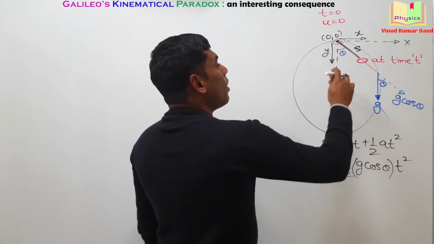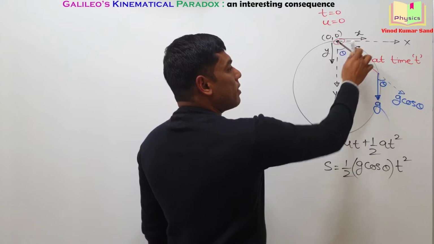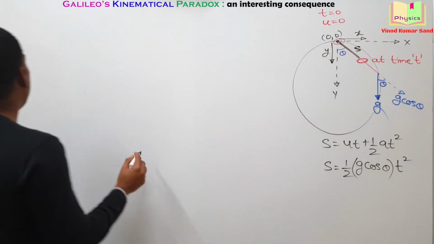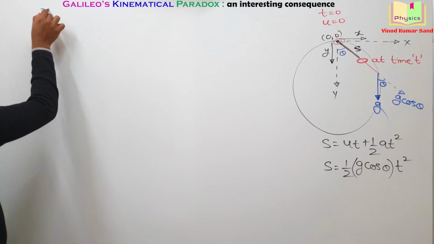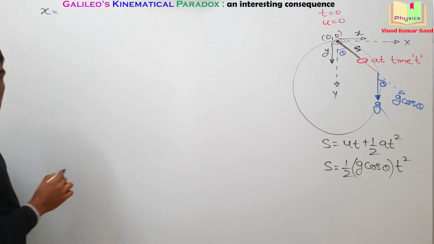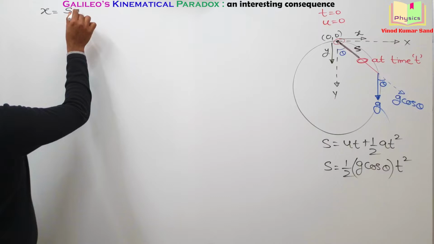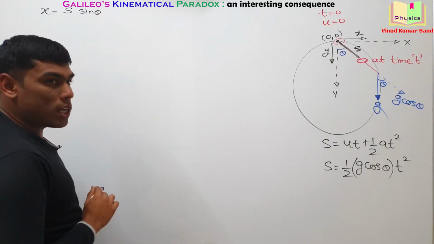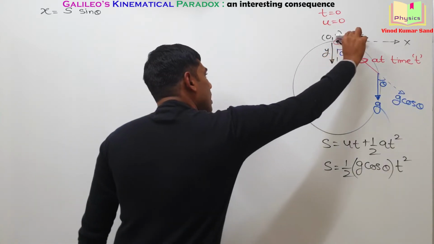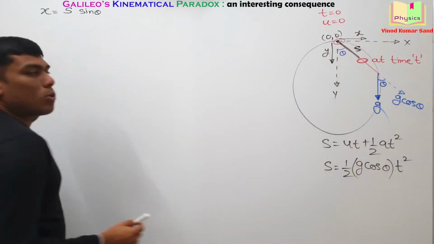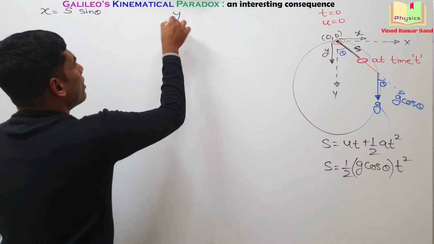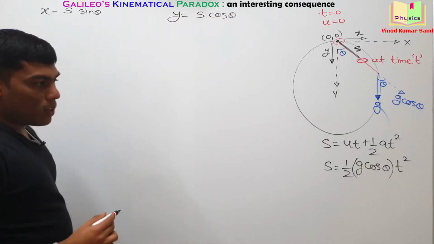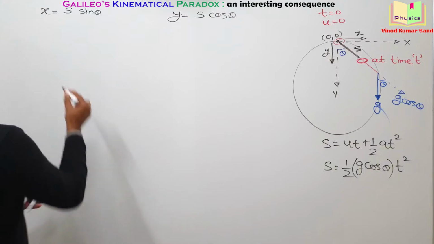Okay, now using the s and theta, we can find the x coordinate as well as the y coordinate. I am going to write the data here. The x coordinate will be equal to what? s sine theta. Do you agree? Check it once. s sine theta is the x coordinate. And what about the y? The y coordinate can be written as s cos theta.